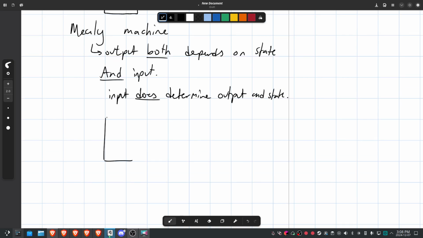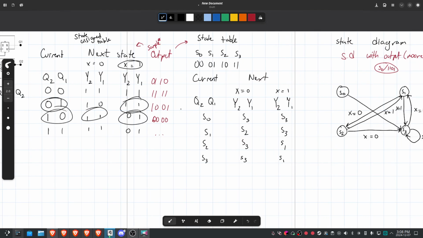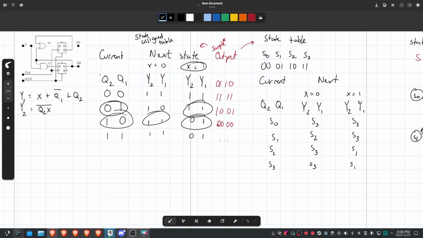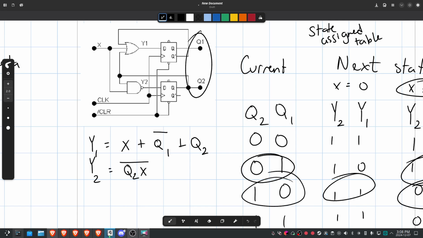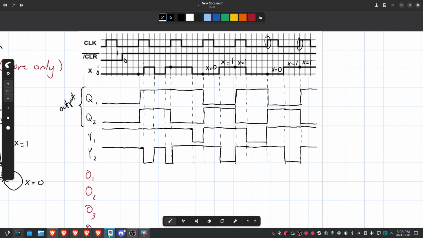So as an example, with a Mealy machine, you take in both the state and the input, and you get an output. You'll remember that for this one here, if we treat Q1 and Q2 as our output, which they are, because if you look at our original diagram, Q1 and Q2 were our outputs. They're also our state, right? So if you know the state, you know the output. Pretty simple.